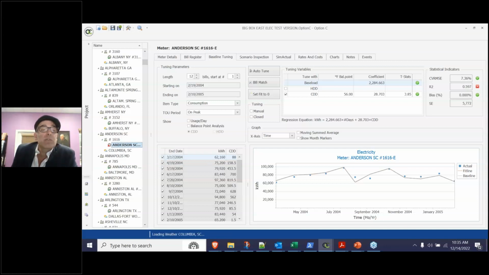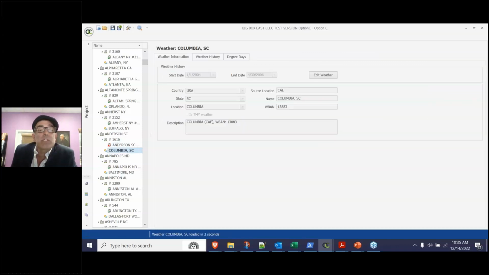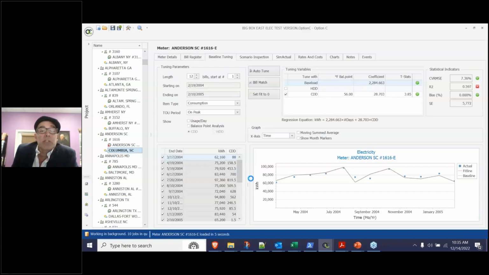So this was in Anderson, South Carolina. I don't know where Anderson is, but apparently it's near Columbia, so we used Columbia weather. Annapolis, as you can see, we use Baltimore weather. Anniston, Alabama, we used Anniston weather. And then each building will have its own balance point. Okay, so that's that.